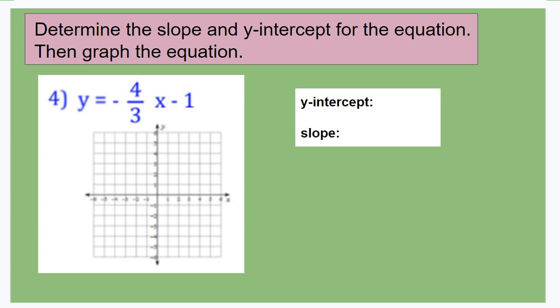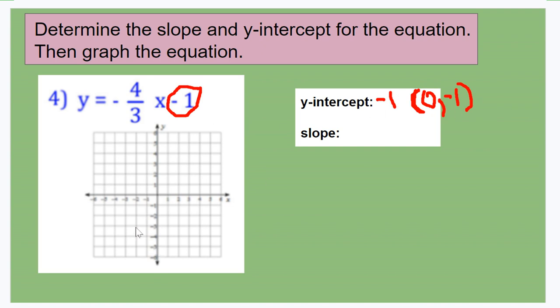Example 4. y equals negative 4/3 x minus 1. So let's first find our y-intercept, which is always the constant after x. And remember that you have to take the sign with it. So in this example, we need that negative, because it belongs to the 1, to know that this time our y-intercept is negative 1. So our ordered pair, where we'll put our first starting point, will be (0, negative 1). And those are parentheses.